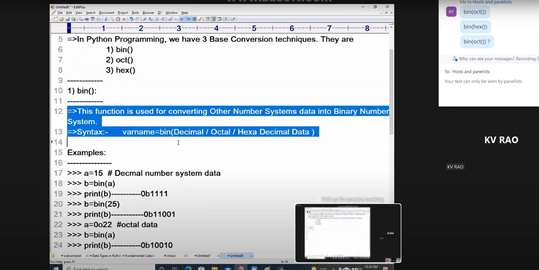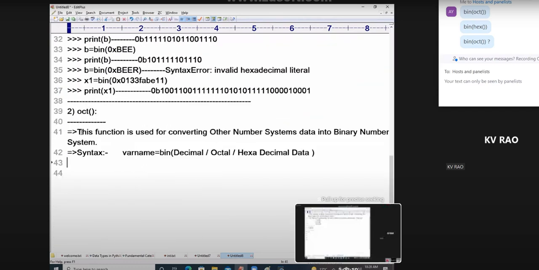This function is used for... I'm taking the syntax. You need to follow my syntaxes. If anybody is having any other syntaxes, you can follow, but I'm not responsible. If you follow my syntaxes, you are evergreen. If you follow your own syntaxes, I'm not responsible. Somebody is asking, sir, can I write it directly without this extra variable name? Sudarshan, if you are like that, you follow, ma. But this is my advice.